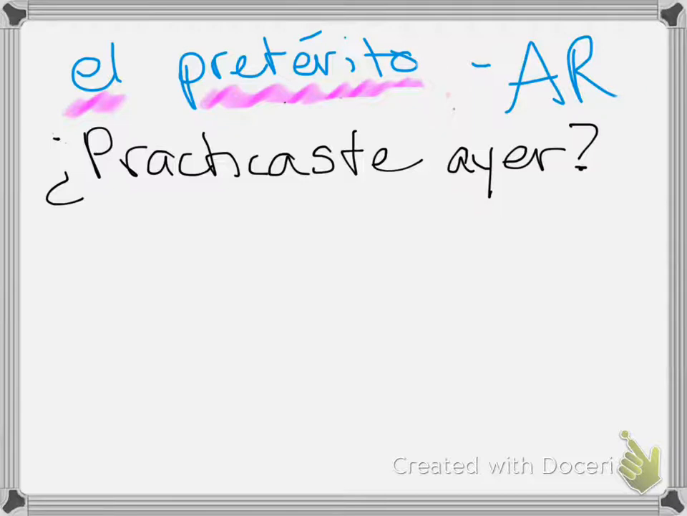Can you recognize the verb? Where is our verb? Our verb, practicaste, but if you notice the root, we've got practica, to practice, right? And then we've got this ending here, aste. Practicaste. So if I look at my chart, I can see aste represents my subject tú, right? So that would be you.